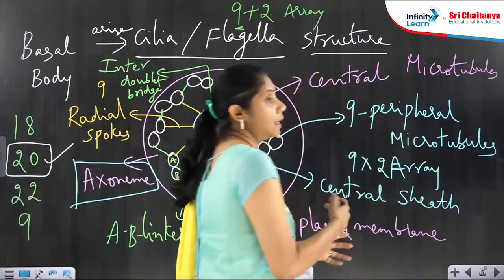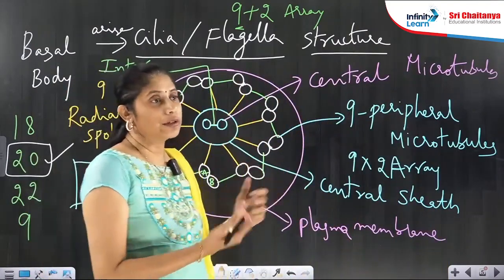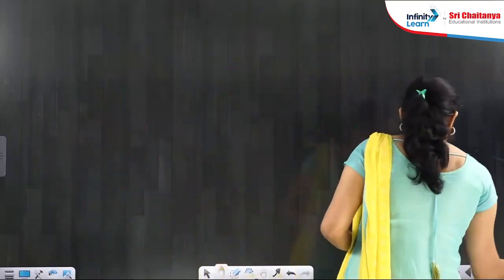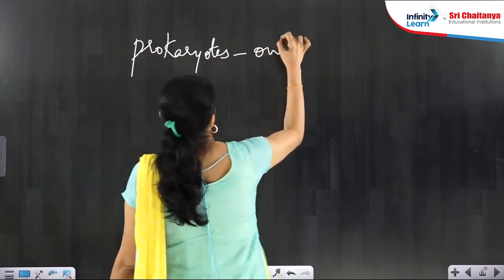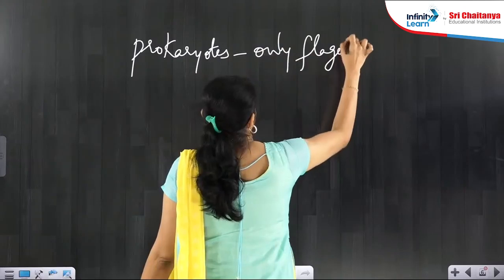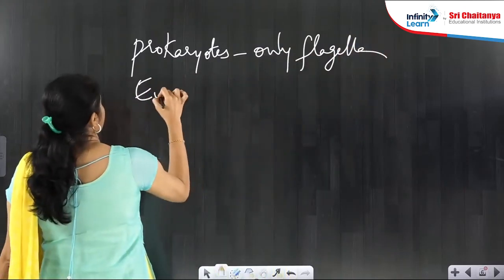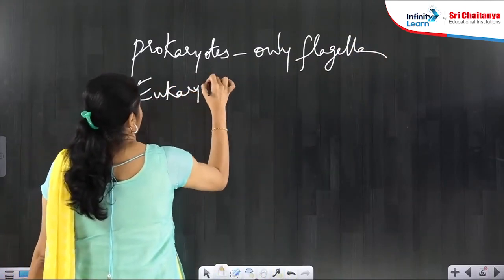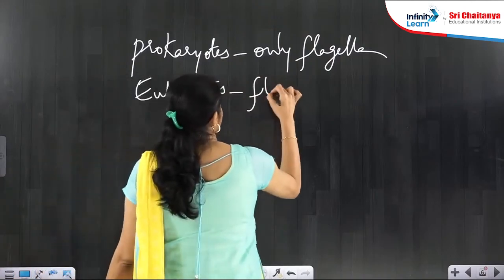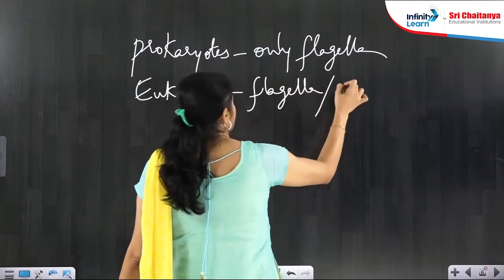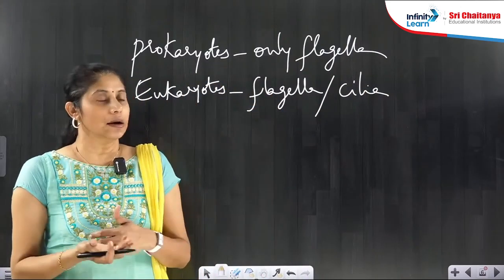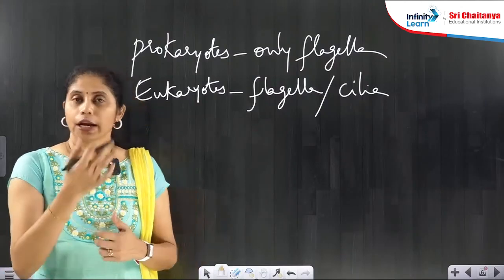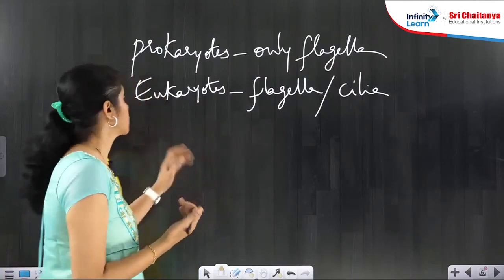Now let us see the cilium or flagellum. In the case of prokaryotes and eukaryotes, they will have different structures. Prokaryotes will have only flagella, whereas eukaryotes can have either cilia or flagella, never both of them together. Either cilia or flagella in eukaryotes.